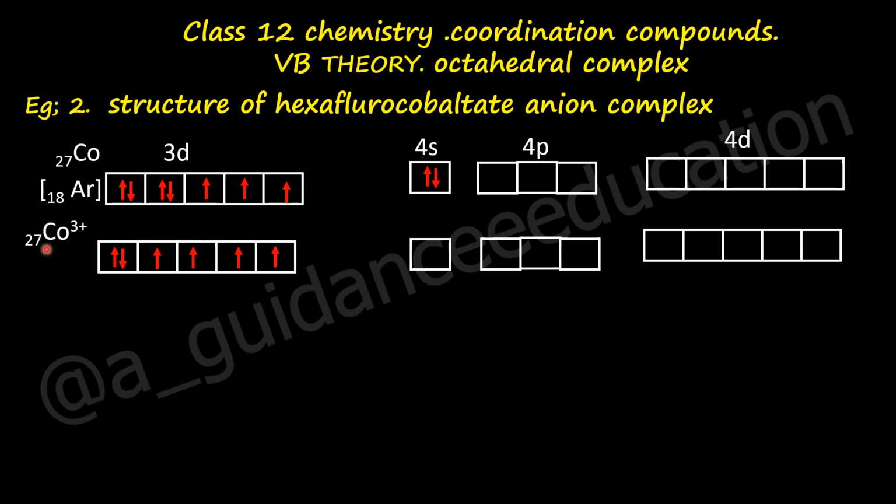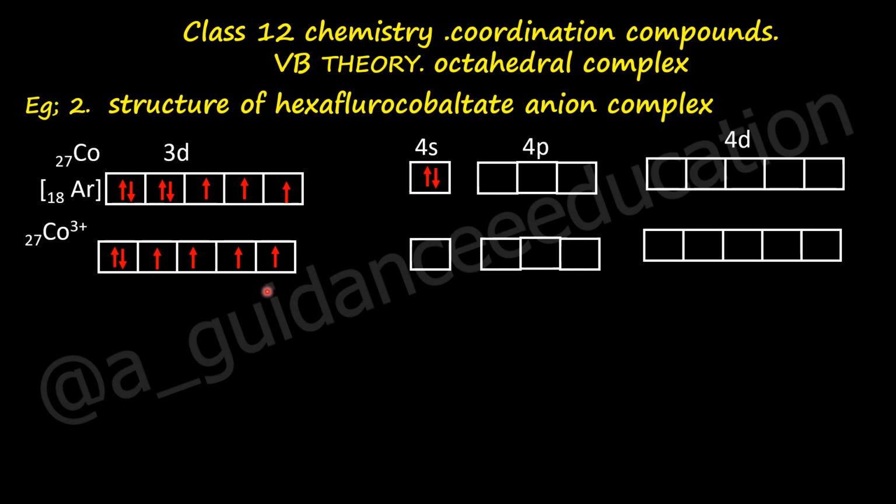The atomic number of cobalt 3 plus ion also is 27. It is now short by 3 electrons, that's all. Here there are only 24 electrons. You can count and see. In this complex, 6 fluoride ions are attached to the central cobalt atom. Fluoride ion is a weak ligand. So, the pairing energy is not sufficient. Therefore, the fluoride ion cannot pair with the single electrons in the 3d orbital.